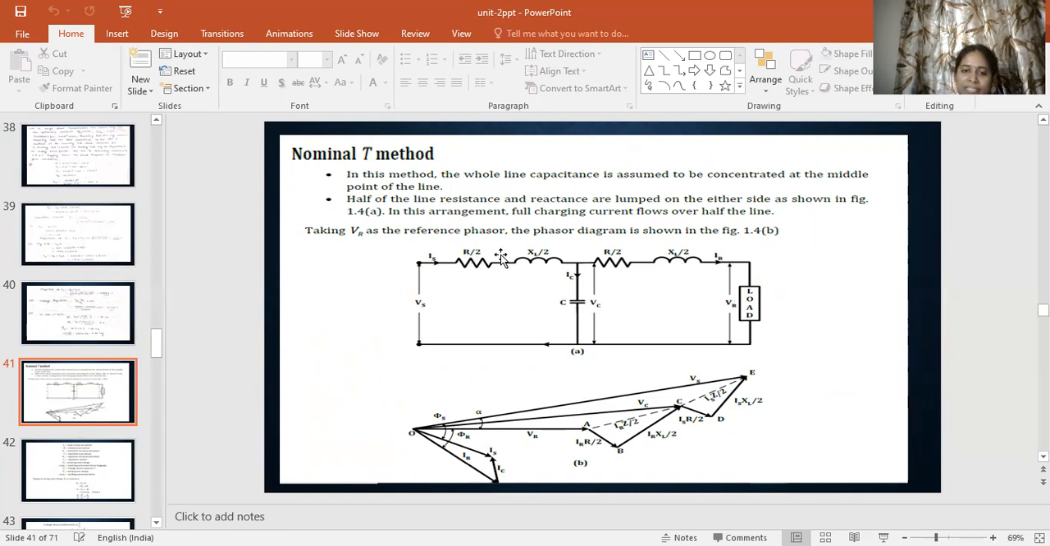Vc plus some drop: the drop occurred in this transmission line, so this drop plus Vc gives Vs. Here Vr is the reference line, and the drop occurred here can be added to the Vr, and we get the value of Vc. For Vs, Vc plus the drop occurred here. This drop is the representation here.